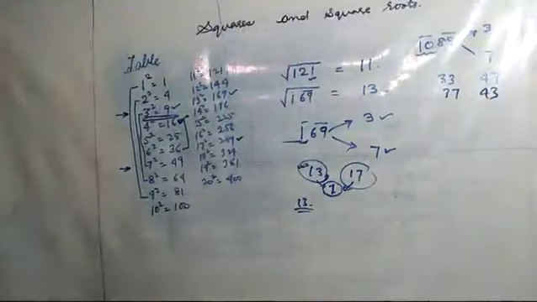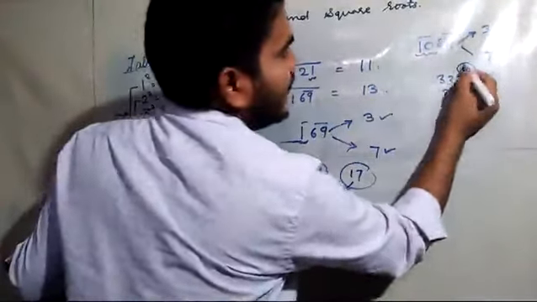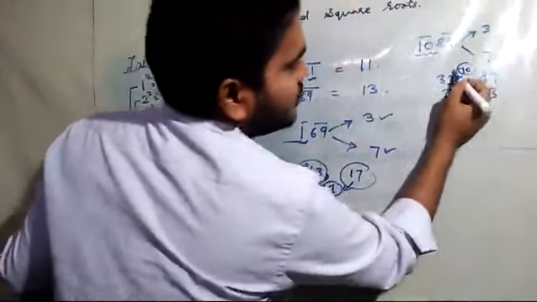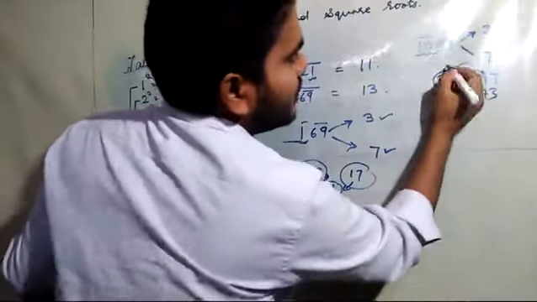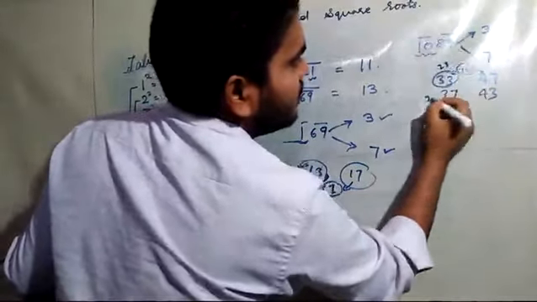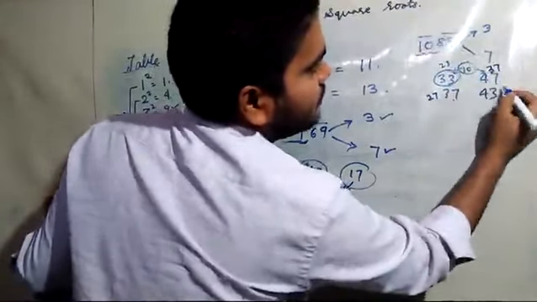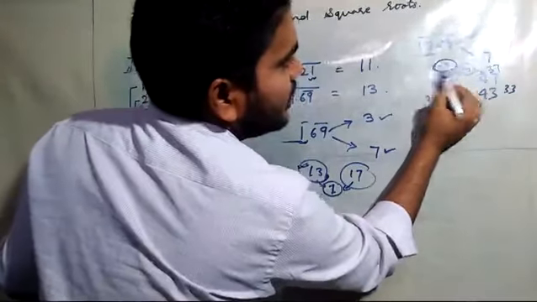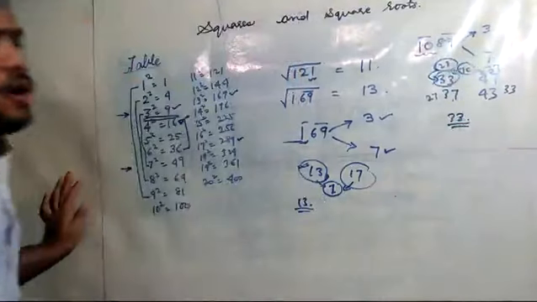Now with the same method, we see whether 10 is lying nearer to this number or nearer to this number. Here the difference is 23, here the difference is 27, here the difference is 37, here the difference is 33. So this is the nearer one here, so the answer will be 33. I hope it is clear.